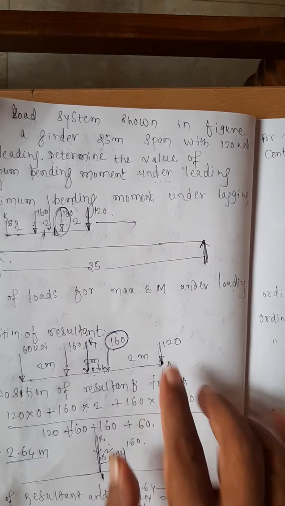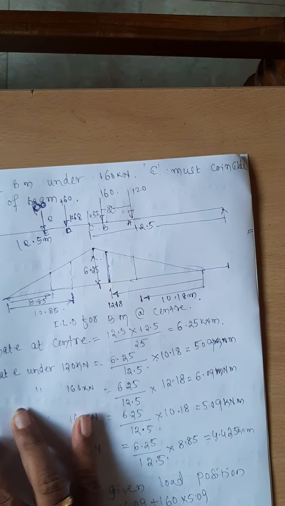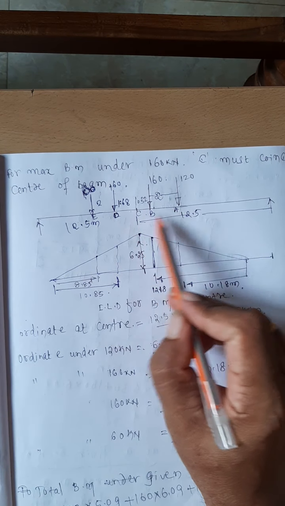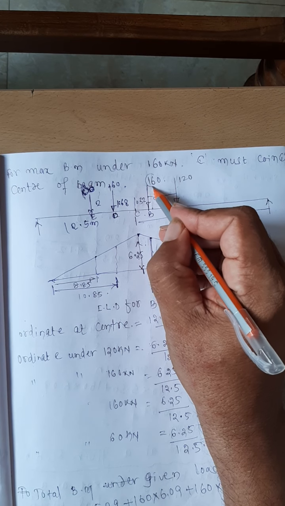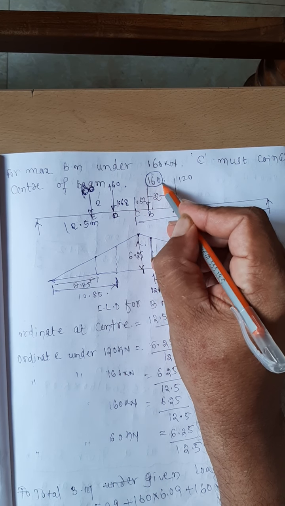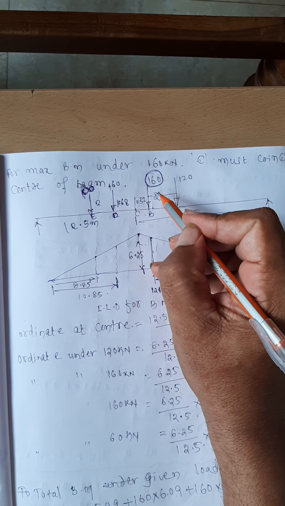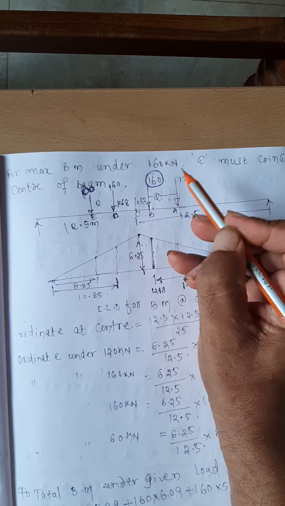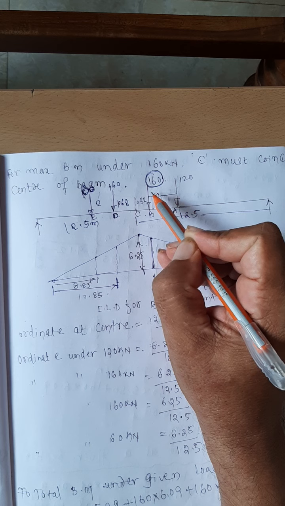Where is the center of the beam? Total is 12.5. So see here. Yes, this total distance is 12.5 and I need to put this leading 160 kilonewton. Rest all will get automatically adjusted. Once it picks up the position of one of the load, automatically all three positions will be fixed.